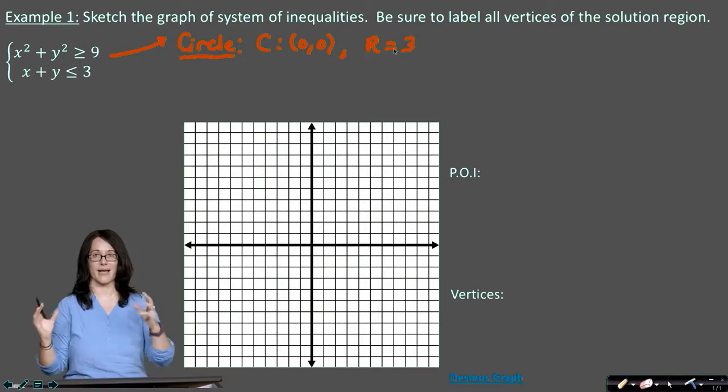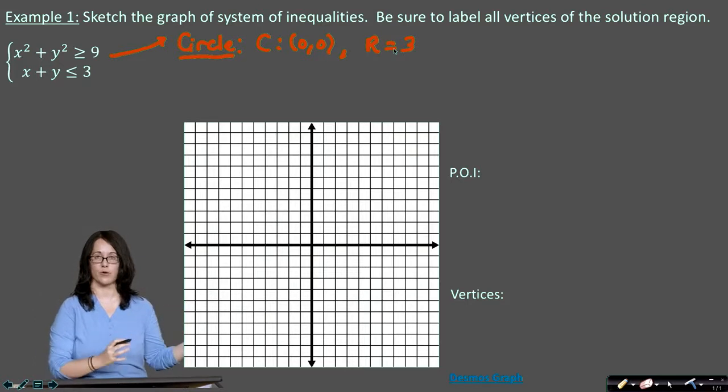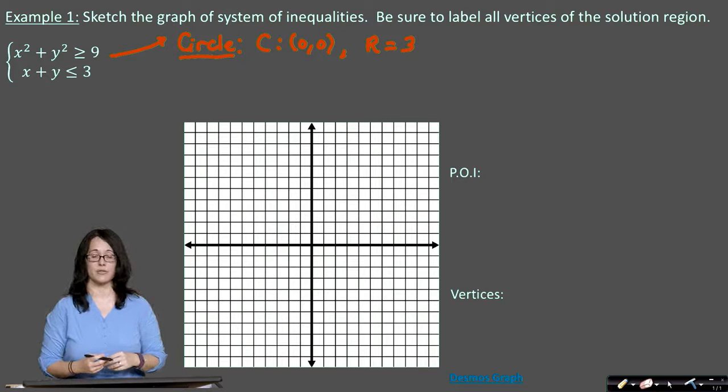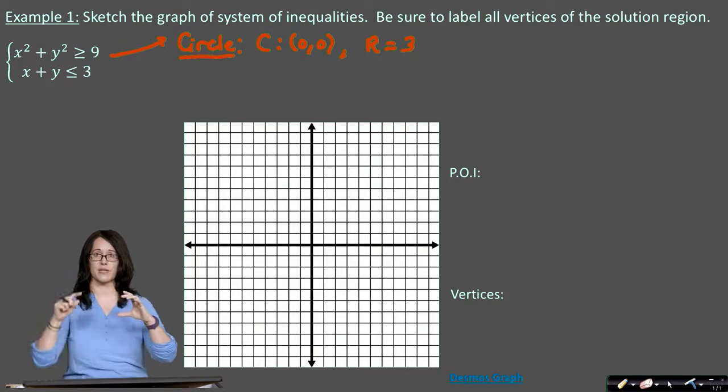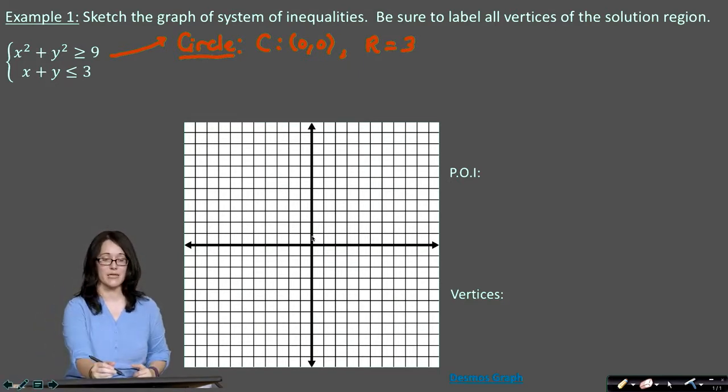Because the standard form x minus h squared plus y minus k squared equals r squared is obviously what's going on here. And our h, k must be 0, 0, and the square root of 9 must be 3. So if you were to sketch this circle, would it be a solid circle or would it just be a dotted boundary of a circle? Solid is correct because it's an equal to.